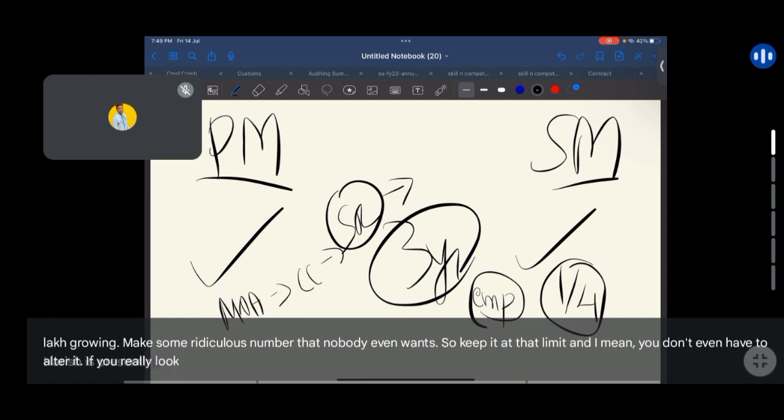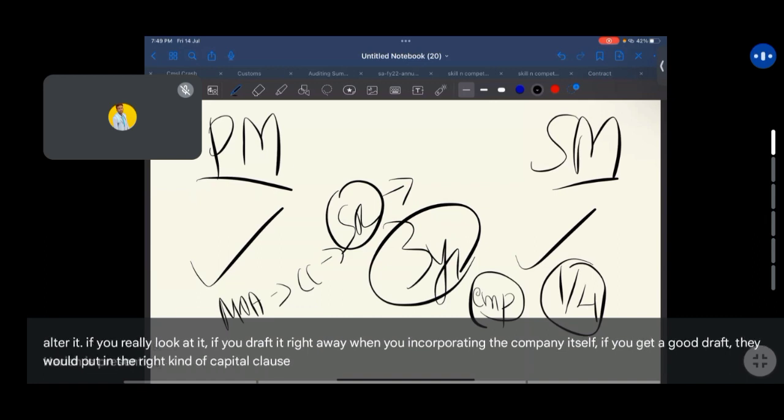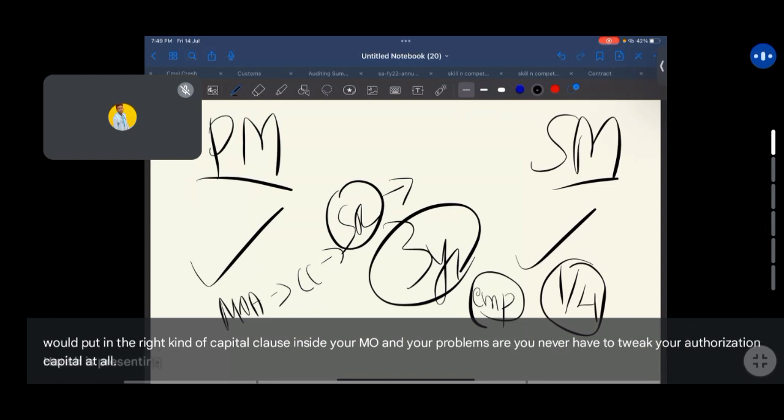If you really look at it, if you draft it right away when you're incorporating the company itself, if you get a good drafter, they would put in the right kind of capital clause inside your MOA and your problems are solved. You never have to tweak your authorized share capital at all.